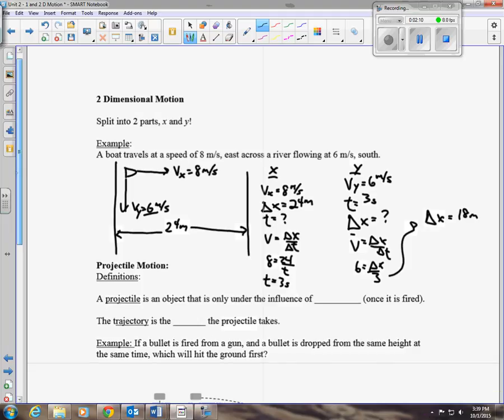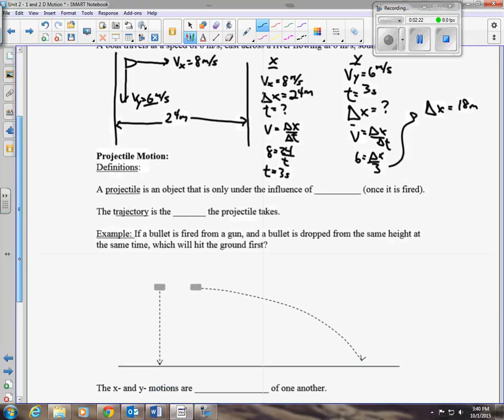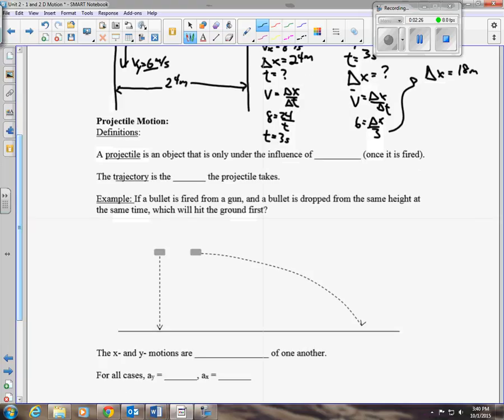So we can treat the x and y independent of each other. The only thing that is going to be the same in both columns is going to be the time. When I'm doing x stuff, I want to make sure I'm not using any y information, and vice versa. Okay, projectile. We're going to spend most of this unit doing projectile motion. Projectile is an object that's only under the influence of gravity. Once it's fired, we're going to ignore air friction for 99.9% of this unit. And the trajectory is the path that the projectile takes.